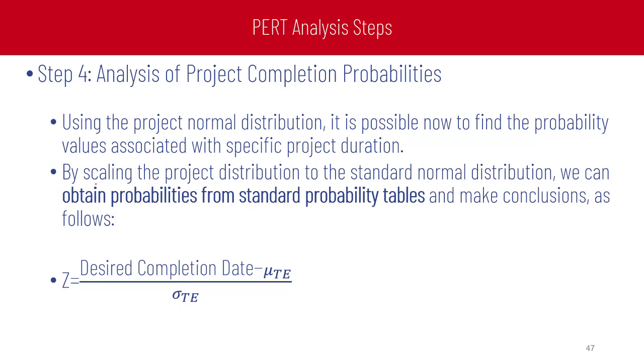Using the project normal distribution, it is now possible to find the probability values associated with a specific project duration. By scaling the project distribution to the standard normal distribution, we can obtain probabilities from standard probability tables, or Z tables, and make conclusions as follows. Z equals the desired completion date minus mu, the mean value of the expected time, over the sigma for the critical activities.